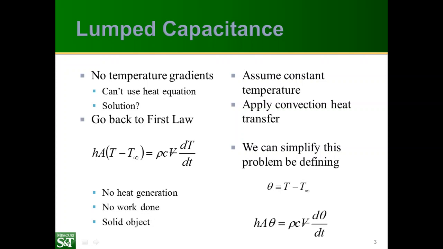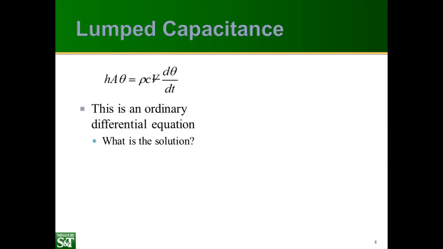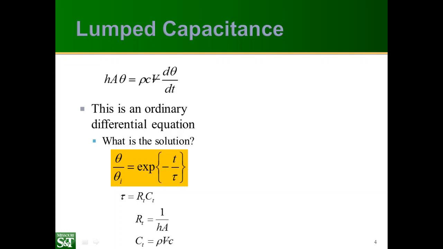So from here, this is an ordinary differential equation. We talked about the solution should look exponential. So the final solution here is going to be that theta over theta initial is an exponential function of t and this time constant tau. And tau is the multiplication of the thermal resistance times the thermal capacitance.